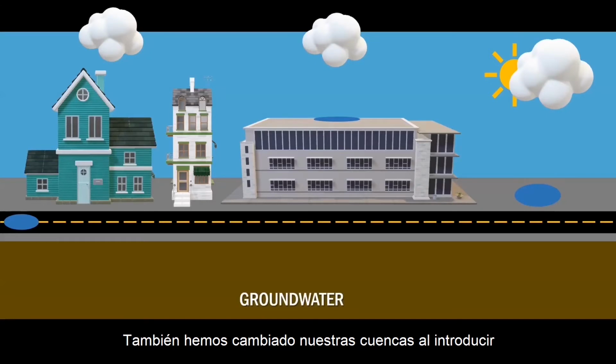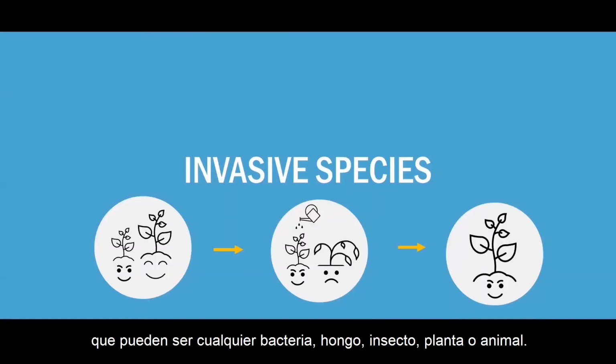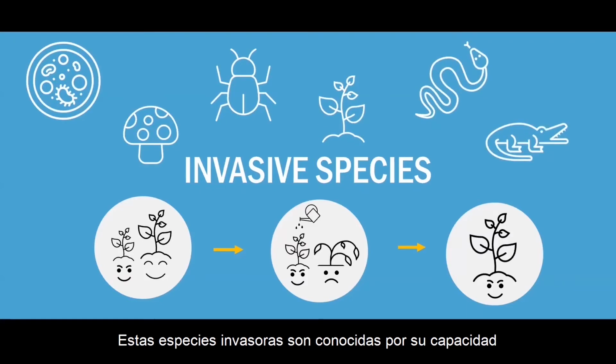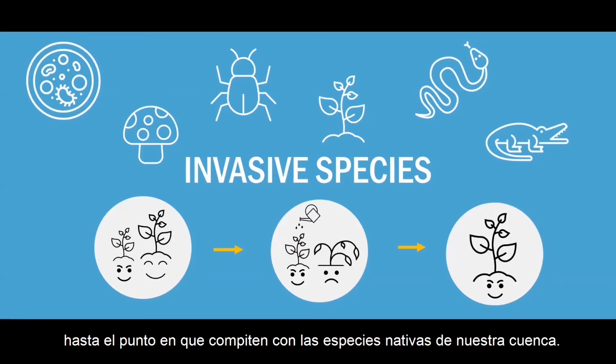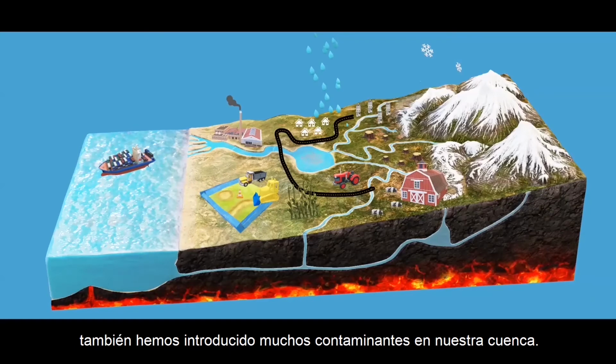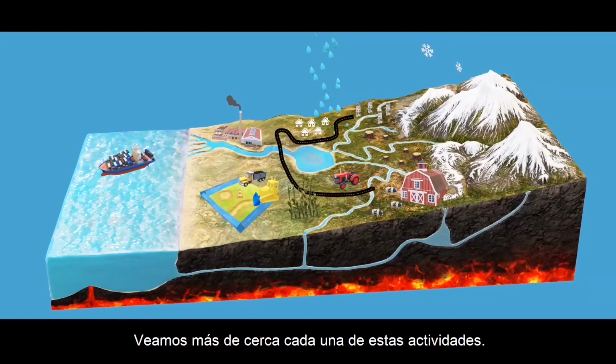We have also changed our watersheds by introducing invasive species, which can be any bacteria, fungus, insect, plant, or animal. These invasive species are known for their ability to reproduce in great amounts to the point where they outcompete the native species of our watershed. With all these activities happening, we have also introduced many pollutants into our watershed. Let's take a closer look at each of these activities.